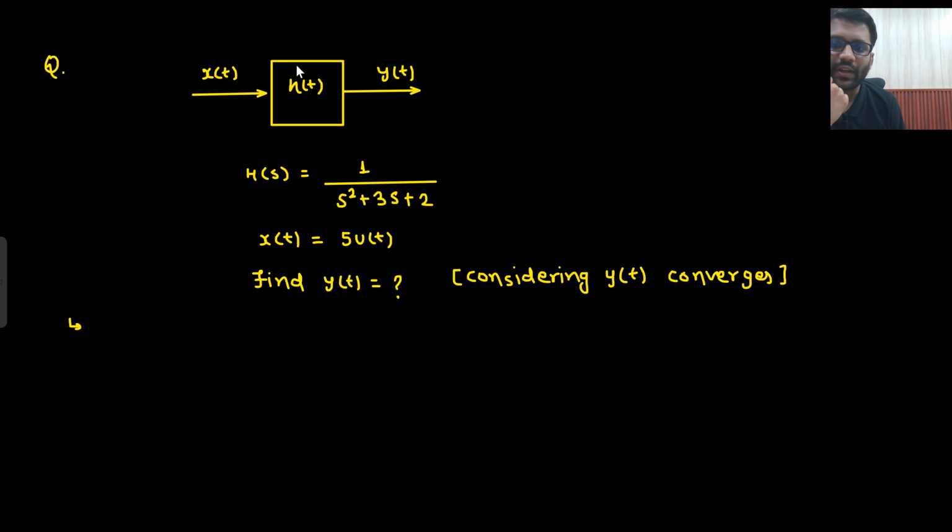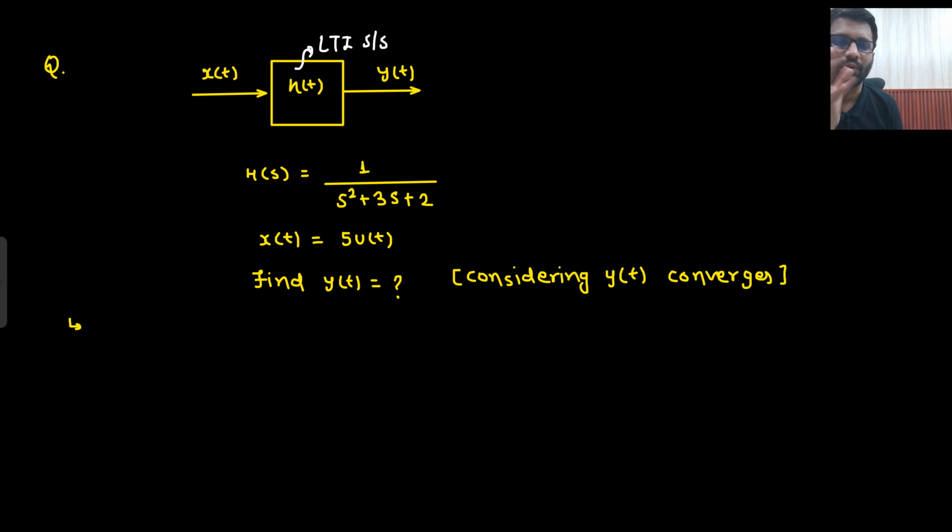x(t) is the input of an LTI system, it should have been mentioned, LTI system. h(t) is the impulse response, y(t) is the output. H of s is 1 upon s square plus 3s plus 2. x(t) is equal to 5 u(t). You need to find y(t). The same question is given, but here initial conditions are mentioned. So pause the video and solve both of the questions on your own.